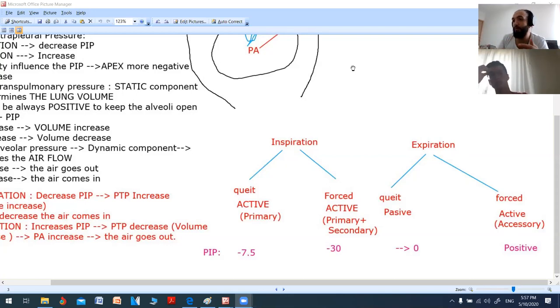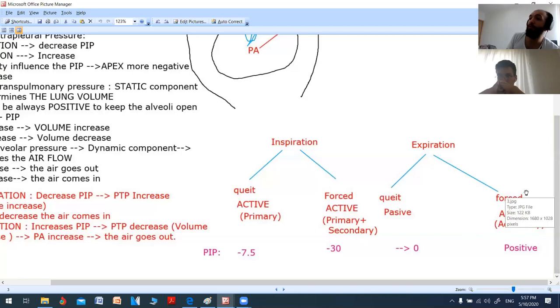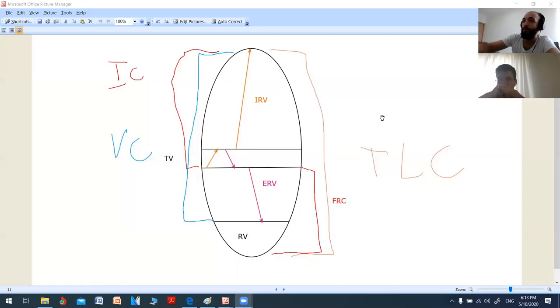Now, let's talk about the PIP. We say the intrapleural pressure is minus 5, right? So when I do inspiration, the PIP will decrease. In quiet inspiration, it will decrease to minus 7.5. So not a lot. But when I do a maximum inspiration, it will decrease to minus 30. And it will increase when I do what? Expiration. It can become positive only by doing a forced expiration.